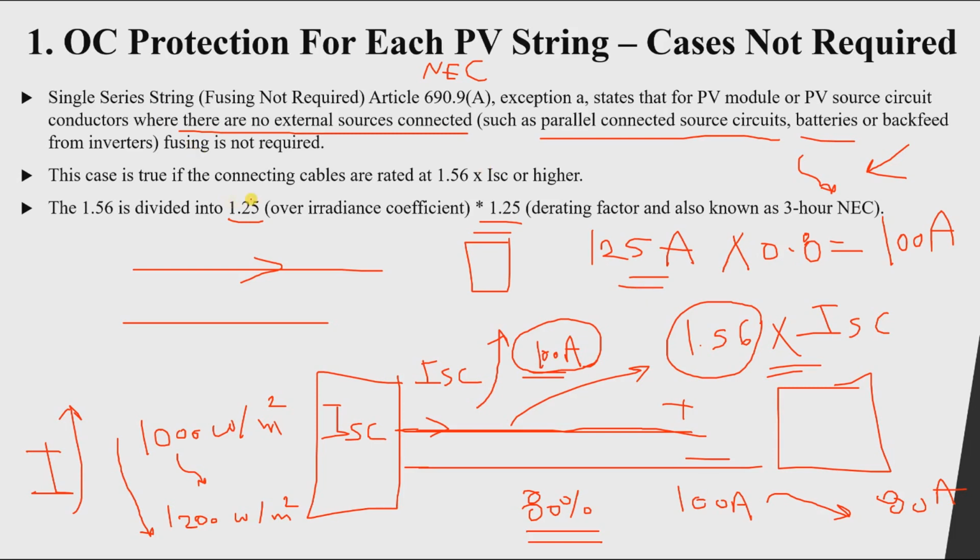So we have 1.25 multiplied by another 1.25, which gives us 1.56. The derating factor is for the 3-hour NEC rule, when we have a current going through a breaker, a fuse, or a cable for more than 3 hours. That's why we add the derating factor of the NEC, the international NEC code. And 1.25 accommodates any over irradiance that will lead to an increase in current. Okay.